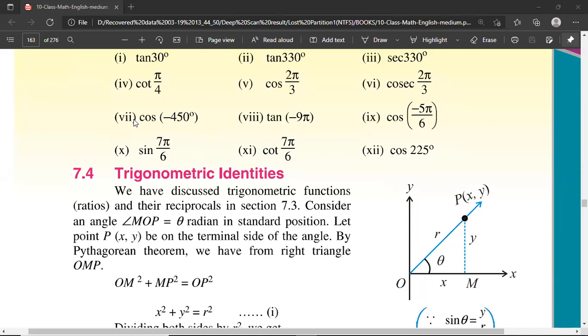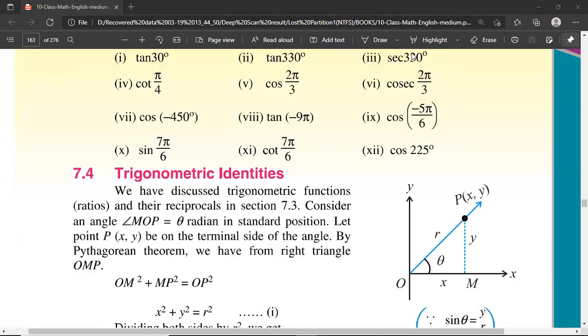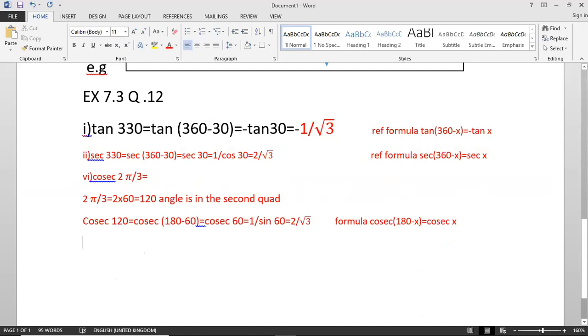So we will be working with part number 7, cos minus 450. The question is how we will find cos minus 450 degrees. Whenever an angle is greater than 360 or less than minus 360, we have to convert it in terms of 360.